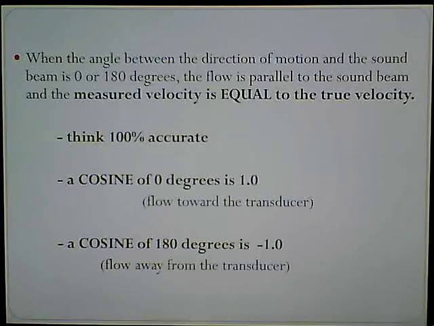A cosine of 0 degrees is 1.0, 100% accurate. Flow towards the transducer, that's a positive number. A cosine of 180 degrees is negative 1.0, 100% accurate, but the negative number shows a negative shift. It is flow away from the transducer.